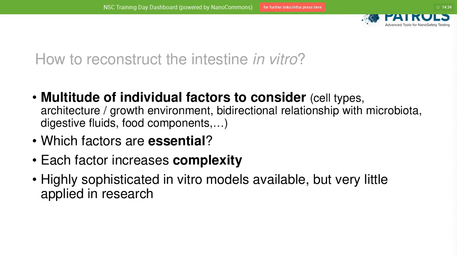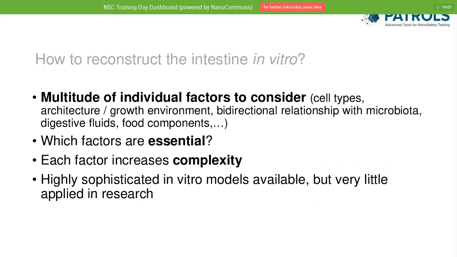The problem is that each of these factors, of course, increases the complexity of a model, and this can be both positive and negative. It can be positive in the sense that you increase complexity and thereby make your model more closely associated to an in vivo situation. But on the other hand, the complexity of a model is always inevitably related to the robustness of a model and its reproducibility. So the more complex you make a model, the more difficult it will be to set it up and obtain the same results in a different lab.